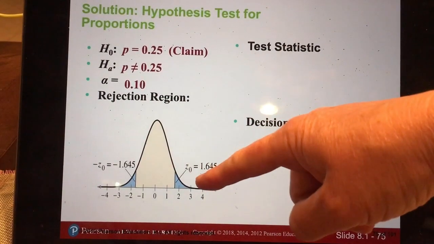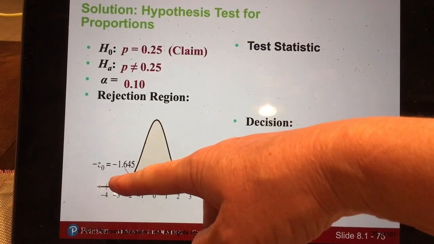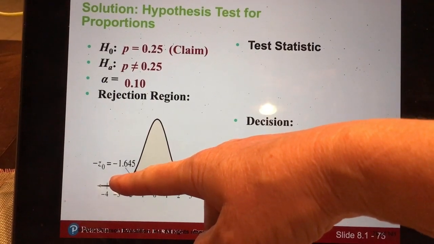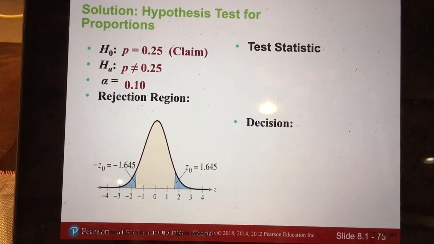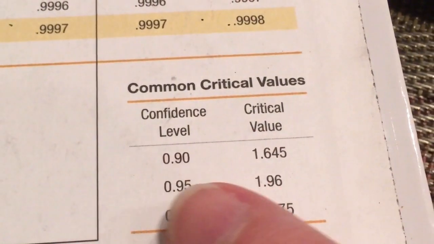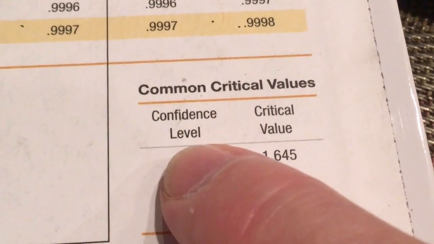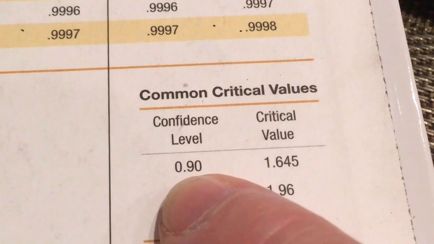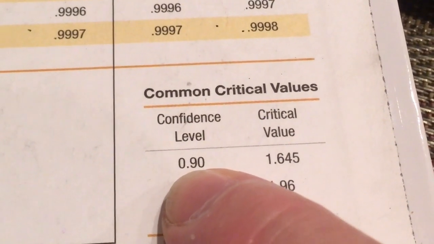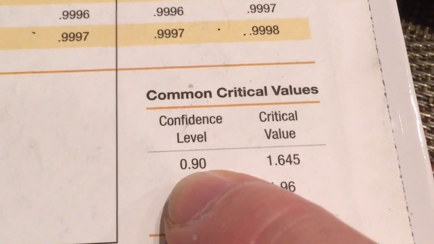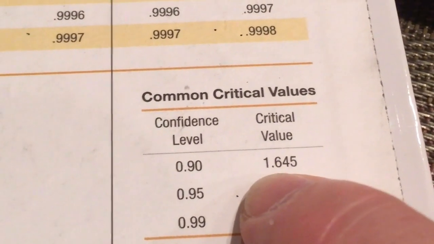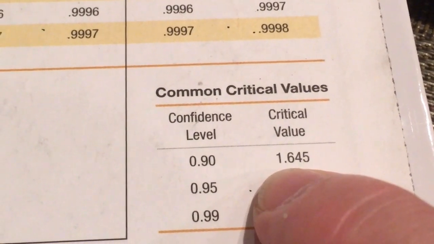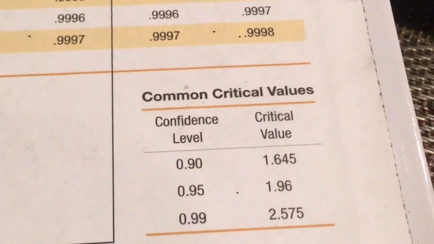So we're going to have 0.05 over here and 0.05 over here. So we can go to our table again. We can look up our common critical values. Remember, our confidence level was two-tailed also. So a 90% confidence level has an alpha of 0.1, which is what we have. So 1.645 and negative 1.645 should be our values.